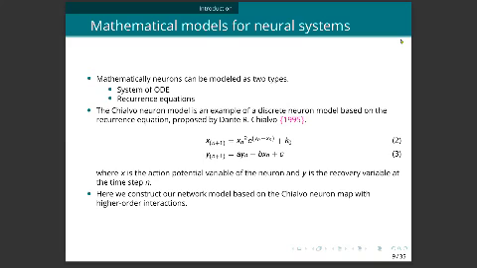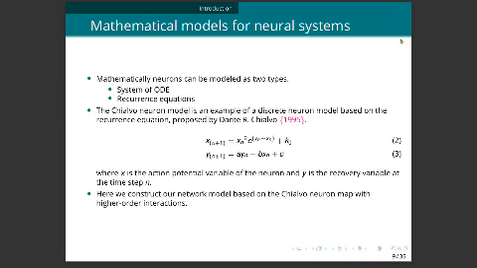Now, before going to our mathematical model for the neural system, we can say there are many mathematical models existing for neural systems till now. Basically, neurons can be modeled mathematically in two ways: based on systems of ordinary differential equations and recurrence equations. Systems of ordinary differential equations are mainly used for continuous systems, and recurrence equations are mainly used for discrete systems. Here we are focusing on discrete systems, so we will be seeing recurrence equations.